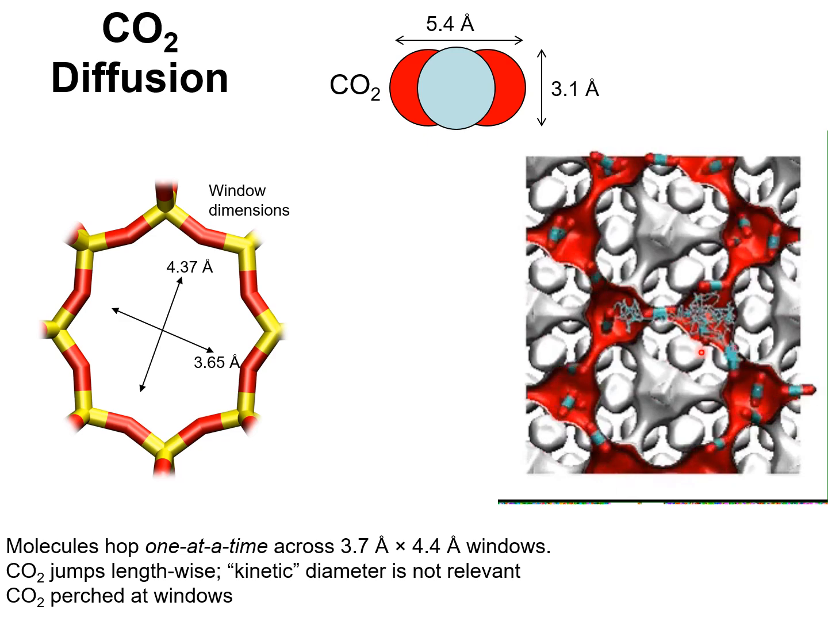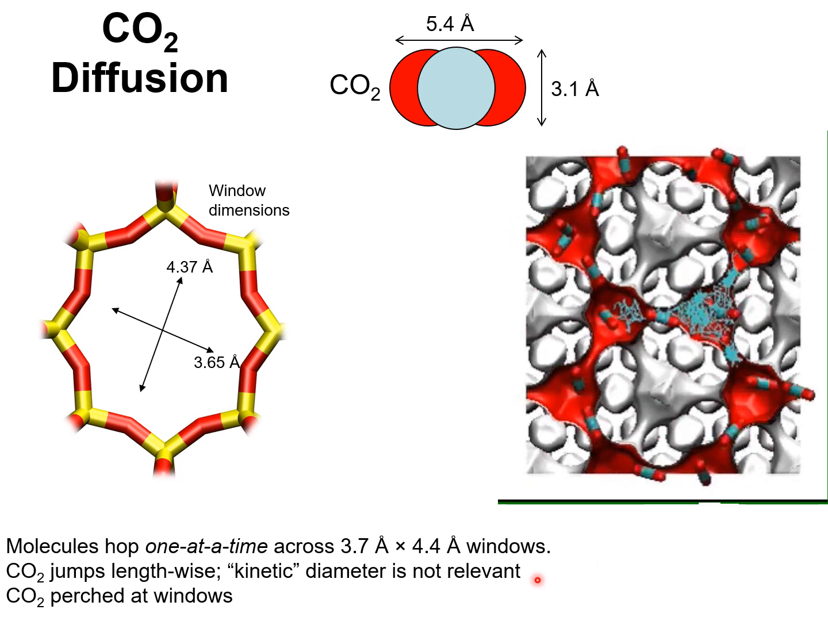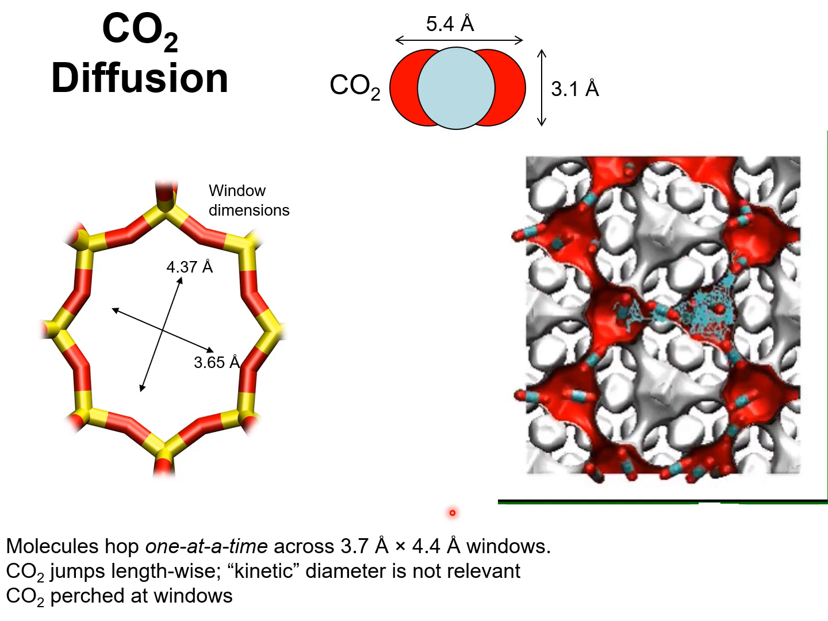In this animation, the trajectory followed by a single CO2 molecule is shown as a function of time. You will note from these animations that CO2 spends a disproportionately large amount of time near the window and is preferentially perched at the window side. This has important consequences for separations, as we shall discuss in subsequent slides.